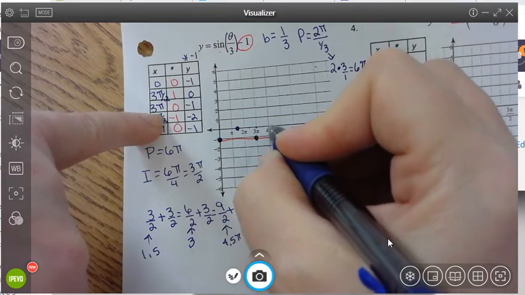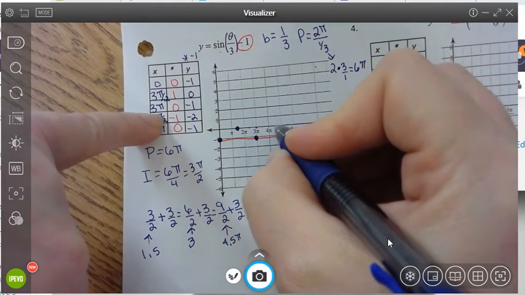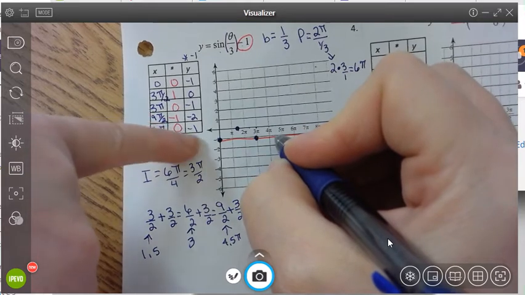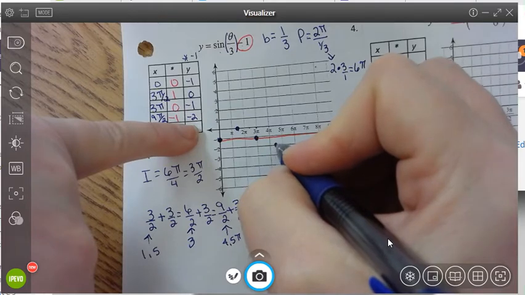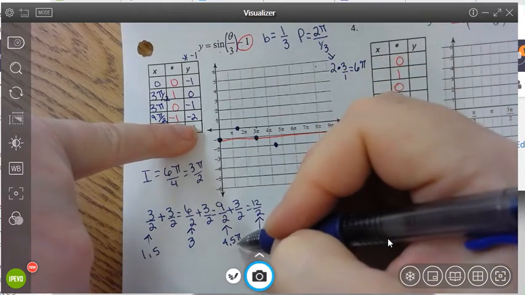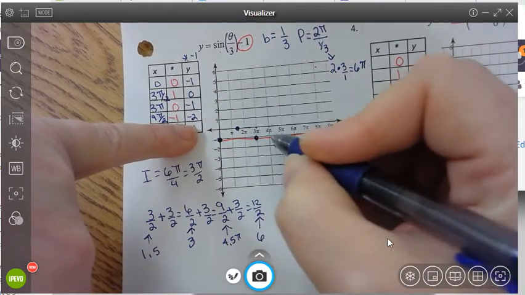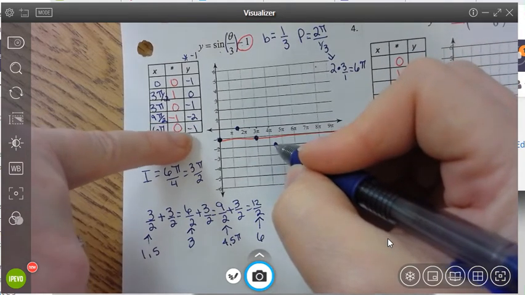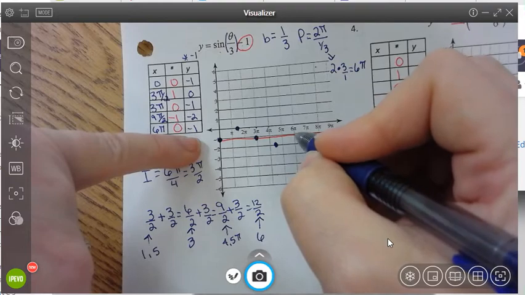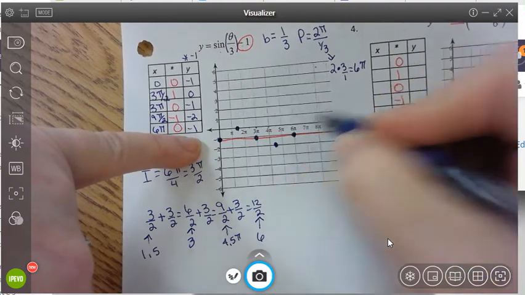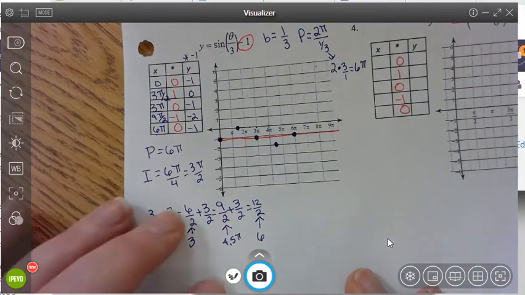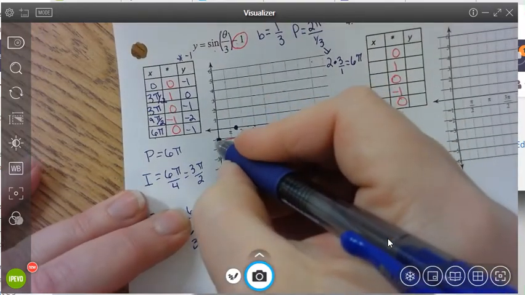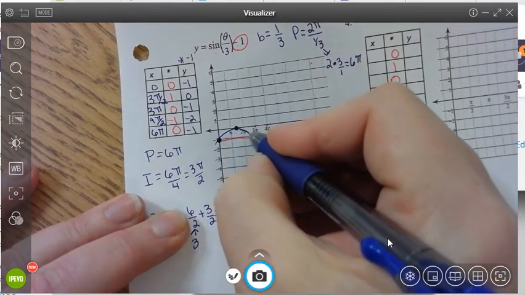All right. And then 1.5 pi is going to be right here, and it's going to go to negative 2. And notice that's the same thing as 4.5 pi. So it's in between 4 and 5, right there. And then the last one is 6 pi, and it's going to end up at negative 1. So there it is. Okay, there's my sine curve. So I'm going to connect it.